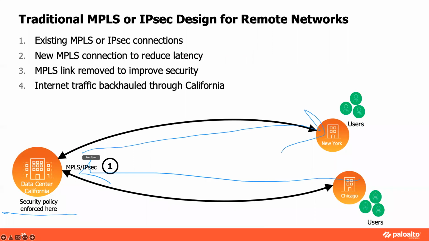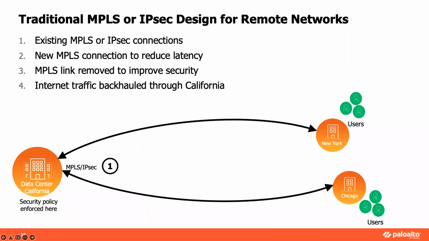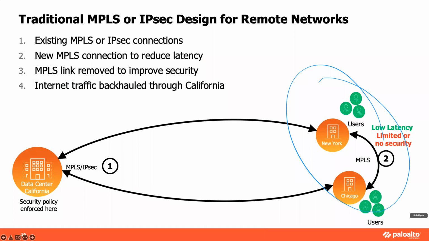And then they go to New York with a dedicated lease line or an MPLS line or an IPsec tunnel or something like that. So it'd be secure communication, but everything had to go through and be backhauled to that main data center in California here. Well, the idea for efficiency and good user experience would be, why can't they just talk to each other? Why do they have to go all the way back to California?